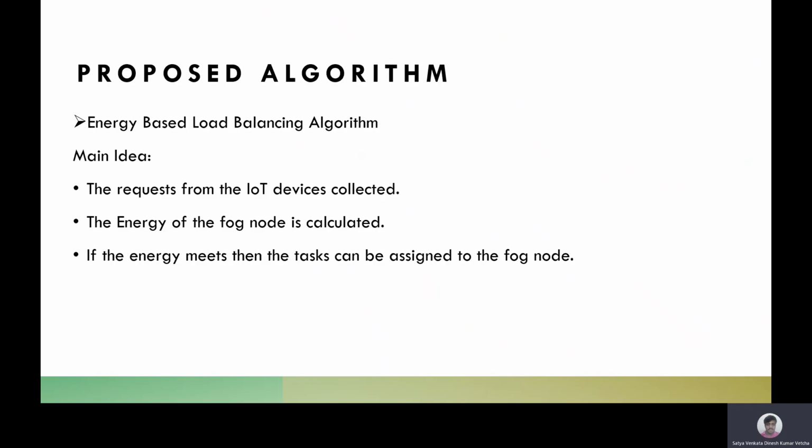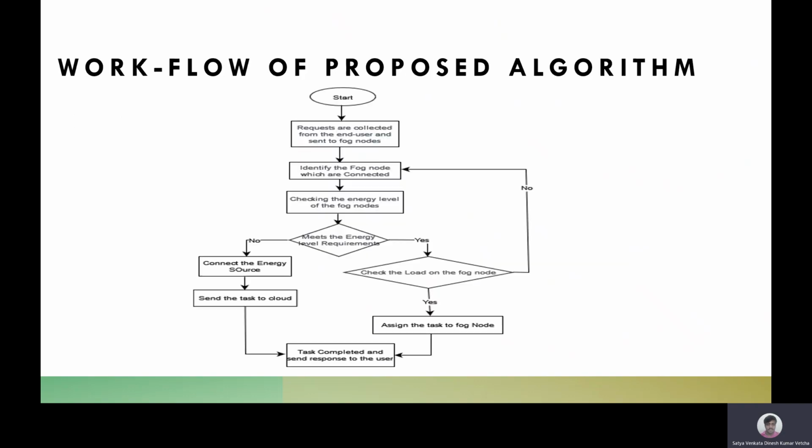My proposed algorithm is the energy-based load balancing algorithm, and I will explain its working. This is my workflow. When the requests are collected from the IoT devices, it will check the fog nodes which are connected, then the energy level of the fog node will be checked. If the energy level meets the requirement, then it will check the load on that fog node. If the fog node is heavily overloaded and cannot perform the task, it goes back a step, checks the connected fog nodes and their energy level, and assigns the task. If the load is not overloaded, it assigns the task and completes it.